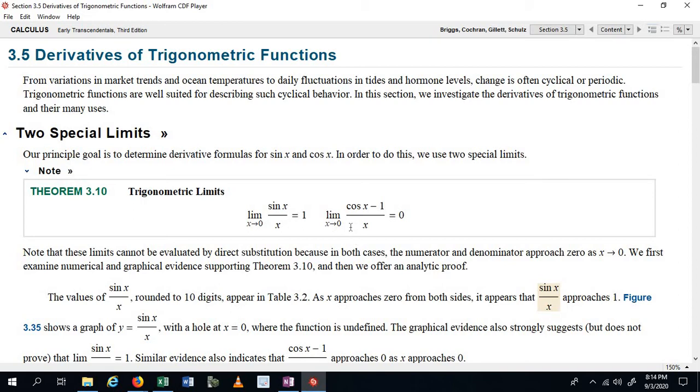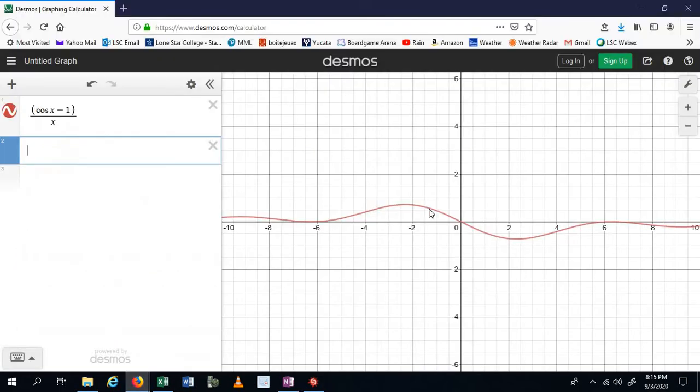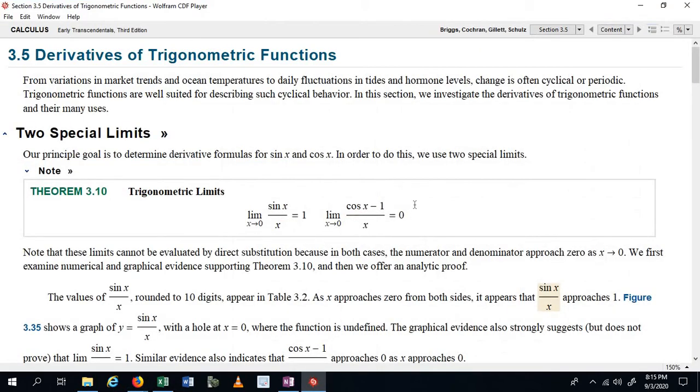Now the other limit that we're going to need is the limit of cosine of x minus 1 divided by x as x approaches 0, and that limit is equal to 0. And again, we can see this is true graphically. So this is a graph of that function, cosine of x minus 1 over x. And you can see as x is approaching 0 from both sides, the y value is approaching 0 as well. So the limit of this function as x approaches 0 is 0.